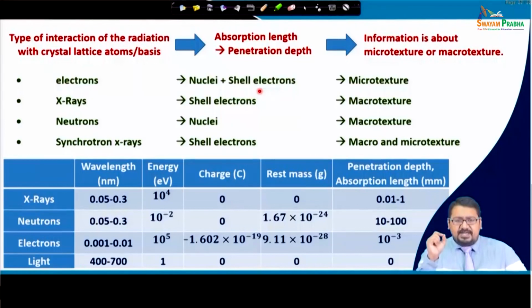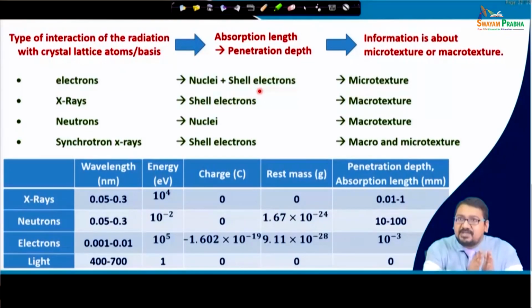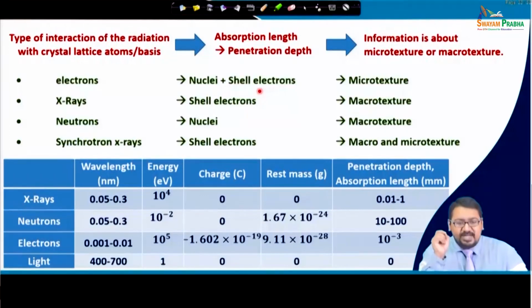Synchrotron X-ray, on the other hand, interacts the same way as the normal X-ray with the shell electrons, but it has a lower wavelength, and this leads to a higher penetration depth, from a few tens of micrometer to millimeter level, and therefore can give better information of the macrotexture. On the other hand, it can be produced like a thin beam, as I said earlier, therefore it can be used for microtexture as well.